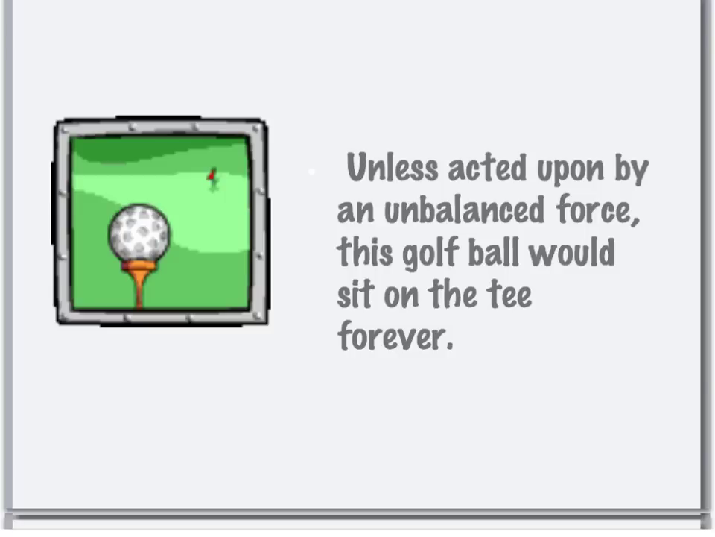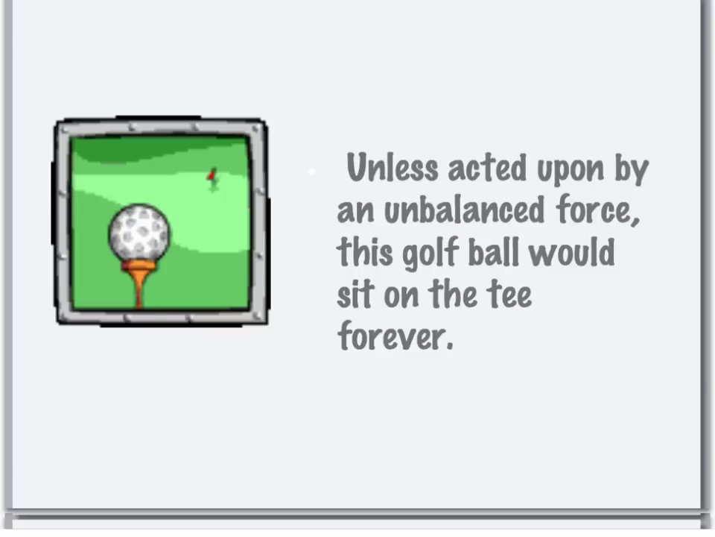And this applies the same thing. If you have a ball that's just sitting there, a golf ball that people haven't touched, it's going to continue sitting there unless there's a force that acts on it, unless you pick up that golf club and you hit it.